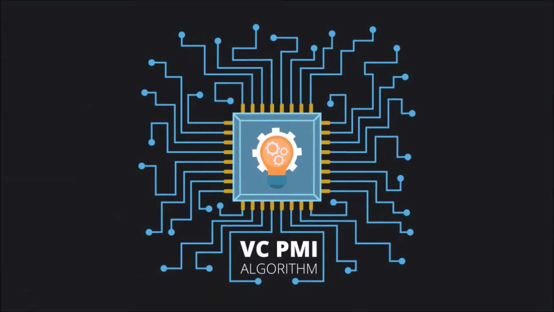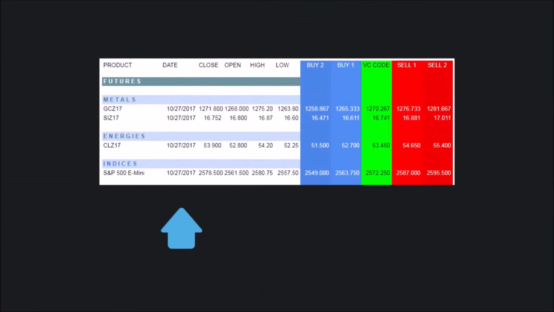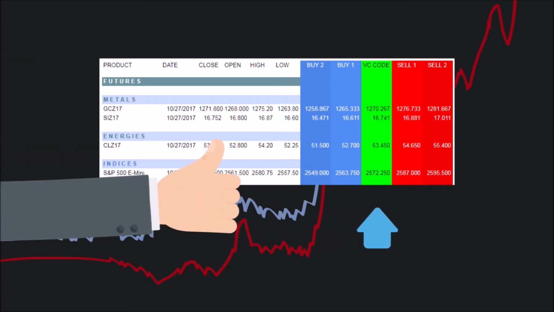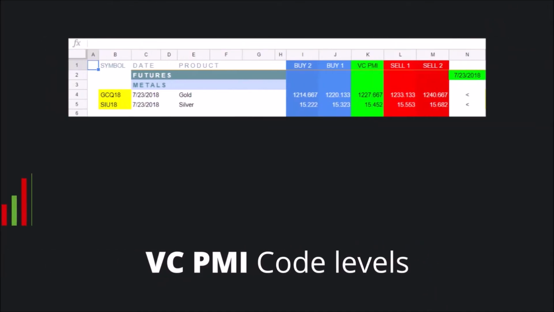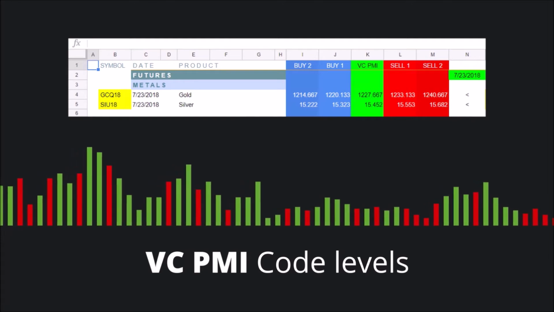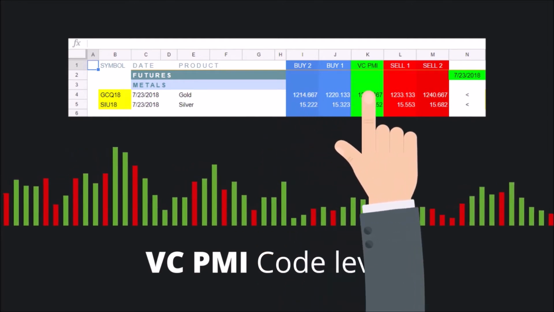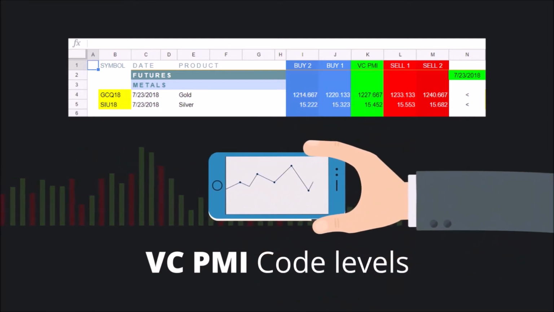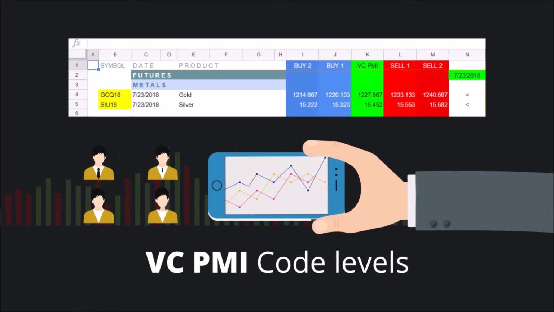The VCPMI code points and levels are support and resistance levels and behave exactly like any historical supply and demand level. Therefore, the VCPMI code levels are useful as an index tool for both day trading and for selecting and exercising entries and exits for longer-term traders.